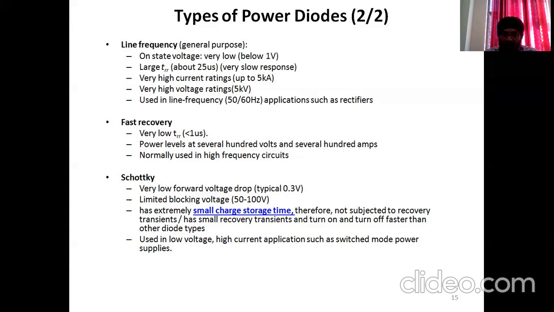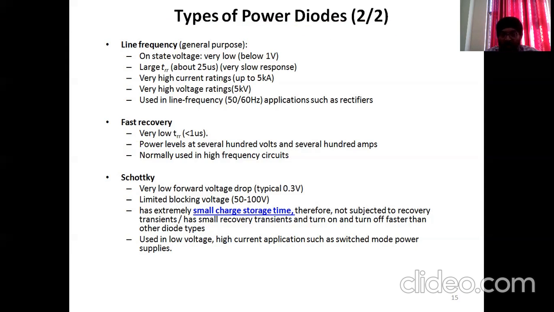And the third type is Schottky diodes, with very low forward voltage drop, similar to signal diodes, and limited blocking voltage, not very high, about 50 volts or something. And the thing is that they have small charge storage time. So they must be very fast. So the reverse recovery time should be smaller. Threshold voltage is also small. The forward blocking voltage is also small, as well as the reverse recovery time should be very small, for a faster response.